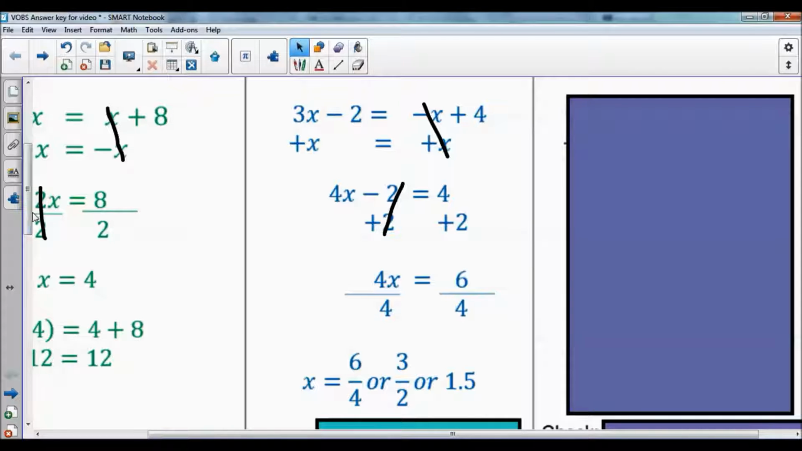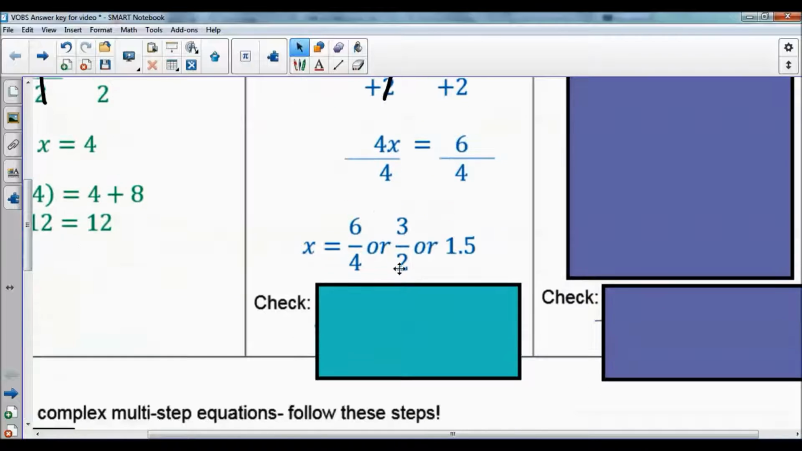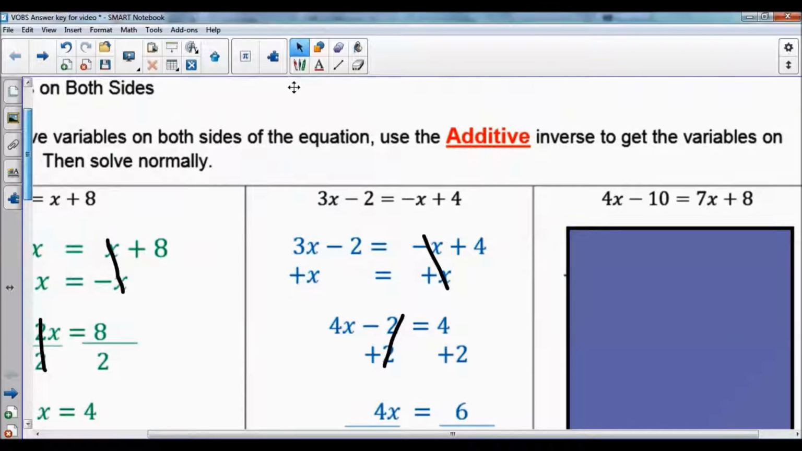When we're checking it though, it might be easiest to put it into decimal form so that you can just plug it right into your equation. So if you look at our original equation, we're going to have to plug in x here and over here. Okay, so let's see what that looks like.